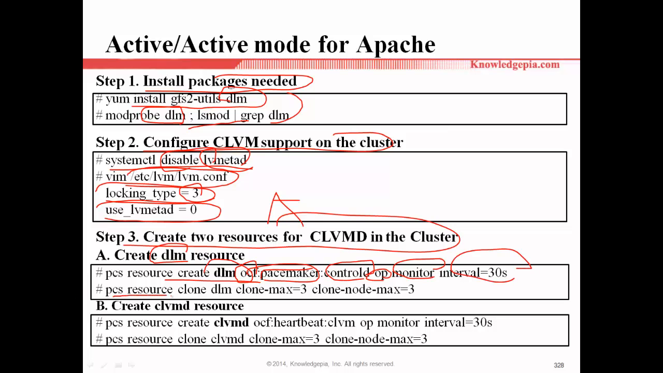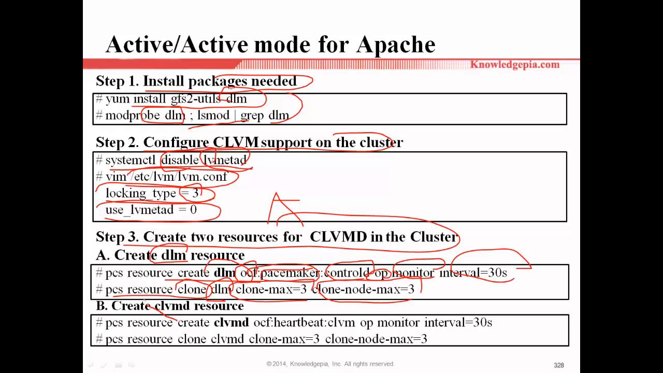And after that, clone here. Clone means copy this configuration to all the other cluster nodes in the same cluster. And DLM is the same. Clone max might start with the number 3 for the three cluster nodes here, and node max also.